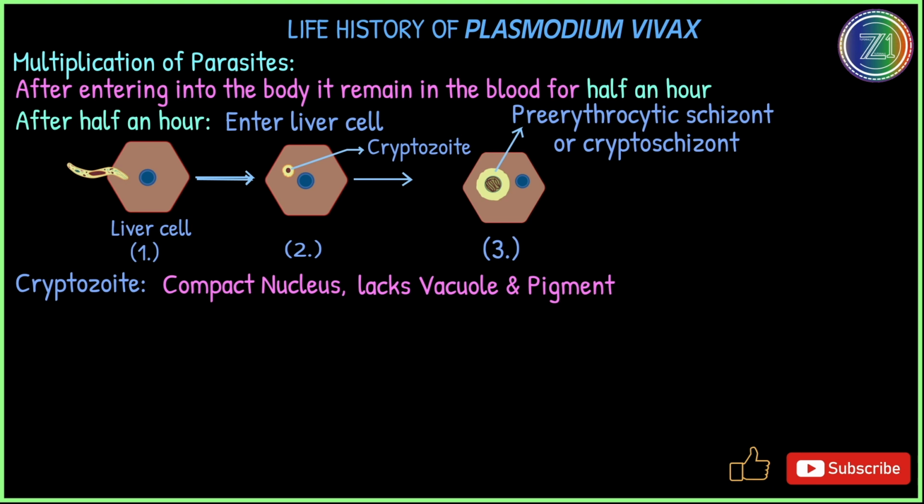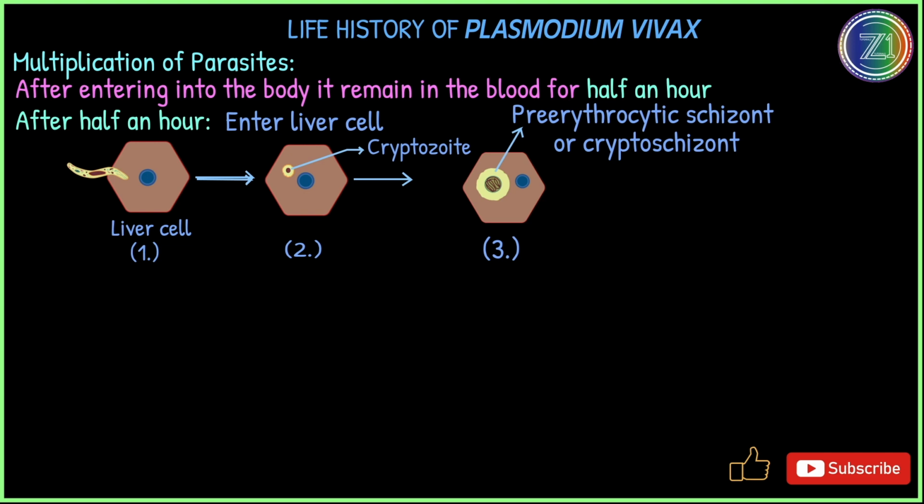Now after this stage, what happens? The cryptoschizont undergoes multiple fission. This is the cryptoschizont, the third stage. You can see here it is the schizont, and it has a nucleus in the center. In the next step, the cryptoschizont is going to undergo multiple fission.